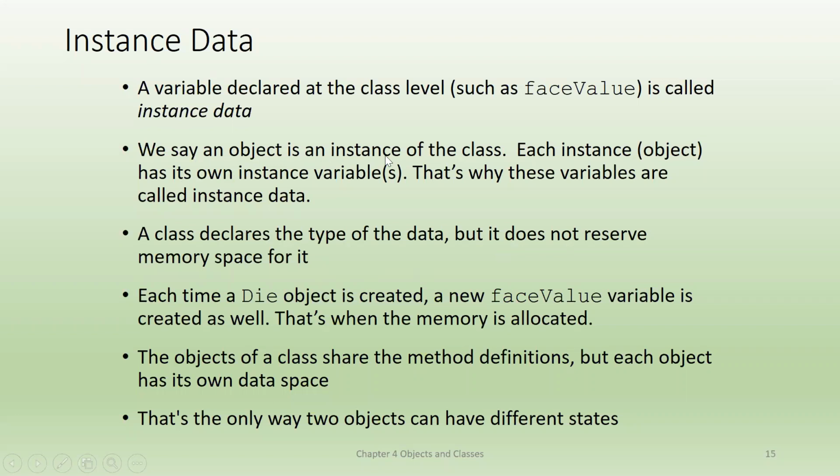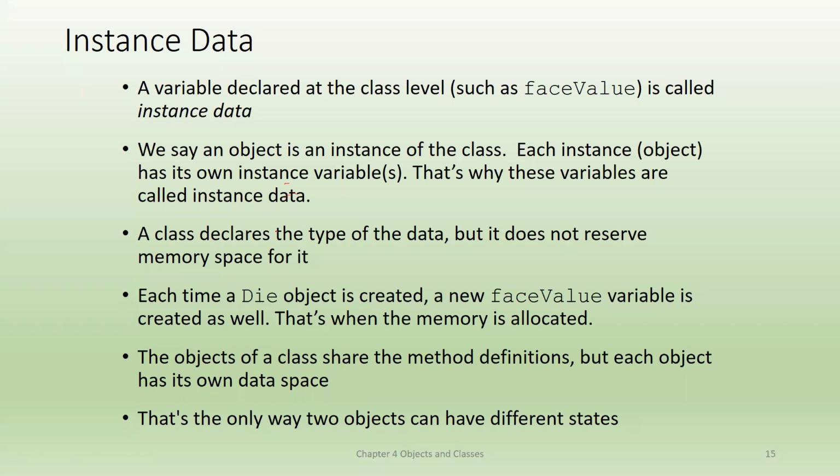We say an object is an instance of the class. Each instance has its own instance variables, and that's why these variables are called instance data. Just like, you know, you are all students. You all have an age attribute, but your ages are different. So each one has a different instance data value, but you all have the same instance variables, such as name and age. But the values for those variables are different.